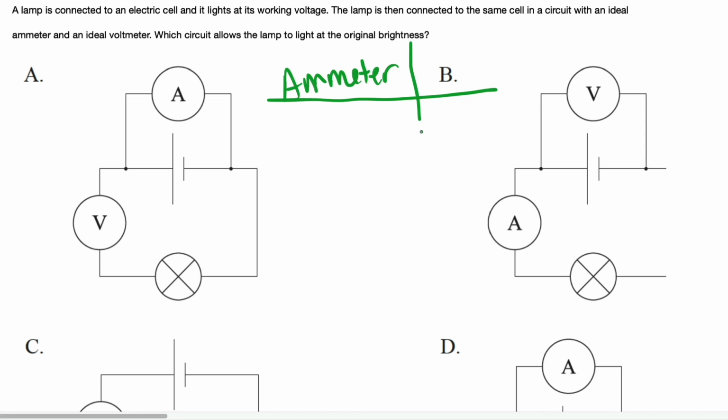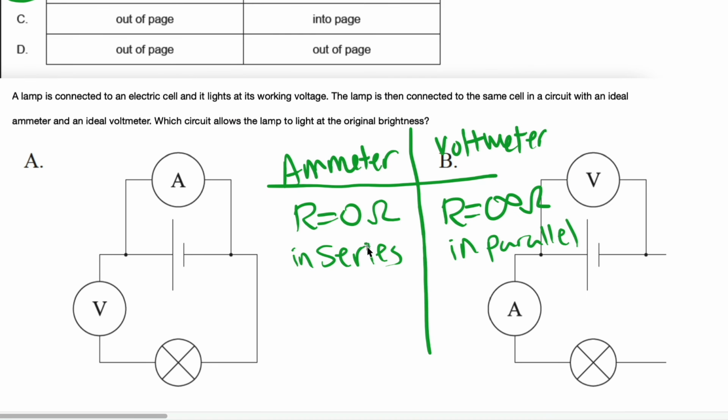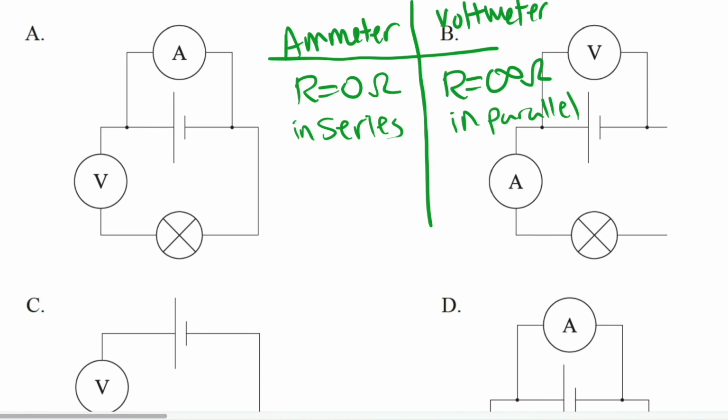So I will make a table, not just for this problem, but for review. An ideal ammeter has a resistance of 0 ohm, and an ideal voltmeter has a resistance of infinity because it doesn't want any current to pass through the device. The ammeter should be connected in series, and the voltmeter should be connected in parallel. Otherwise, no current will be passing through the device it measures, right? So just be aware of the two things listed here, and then you will be able to solve the problem.